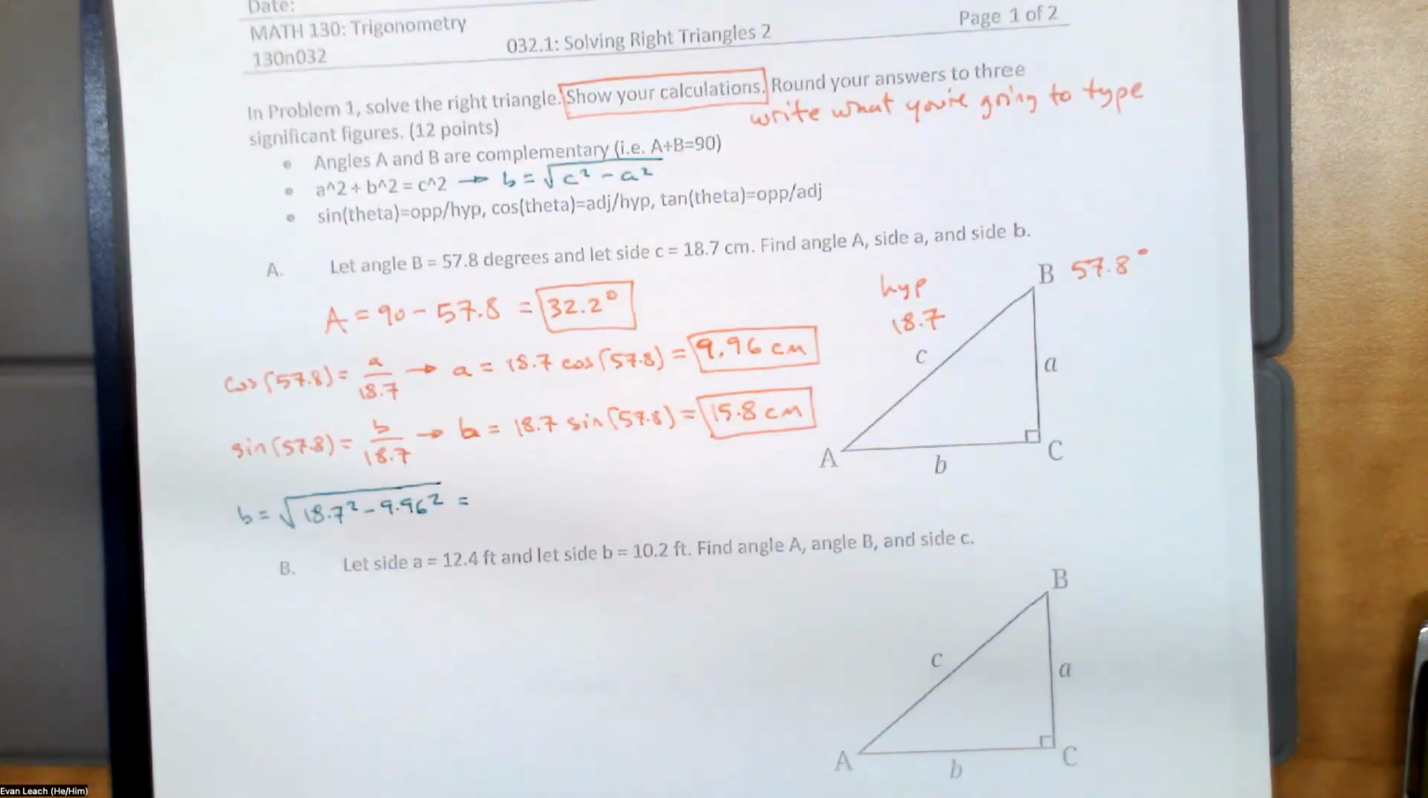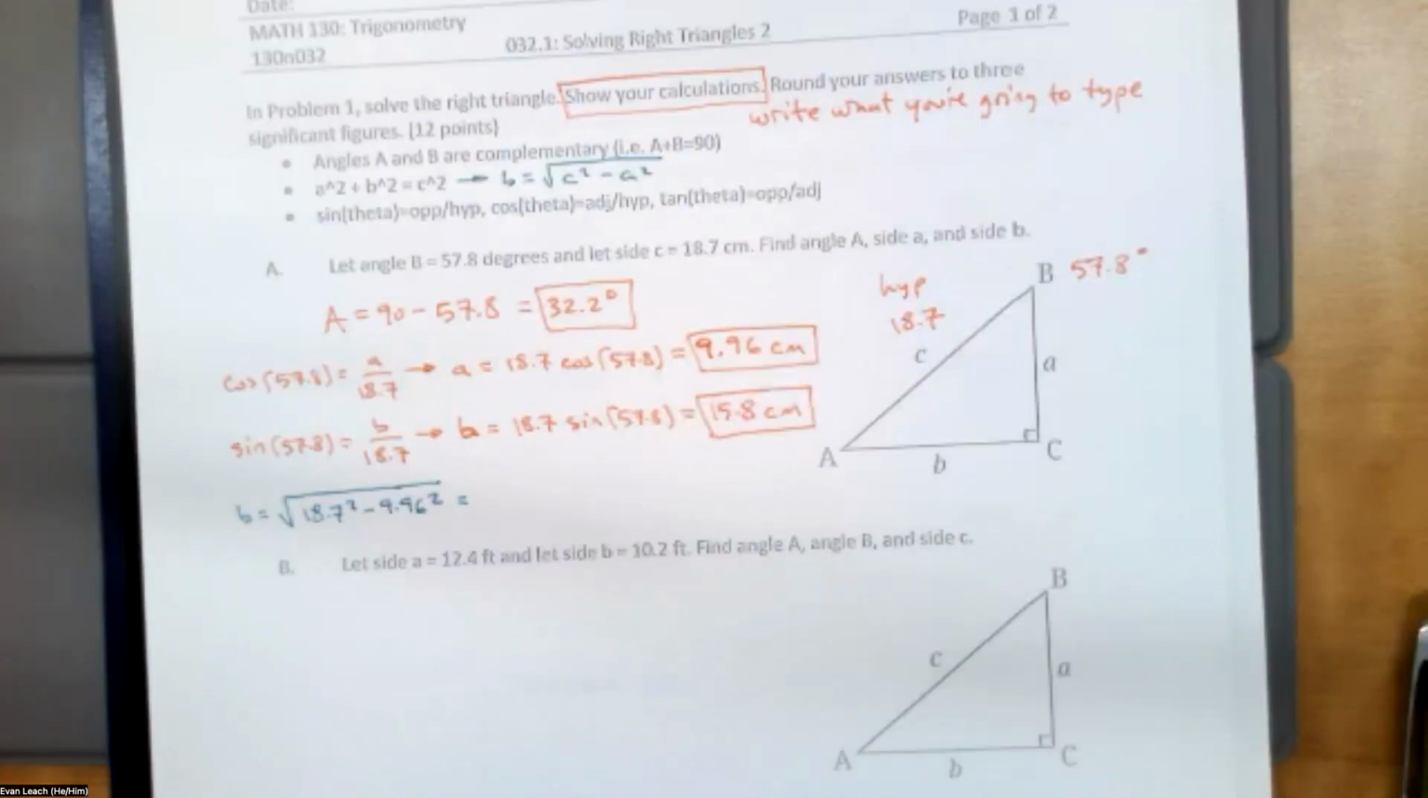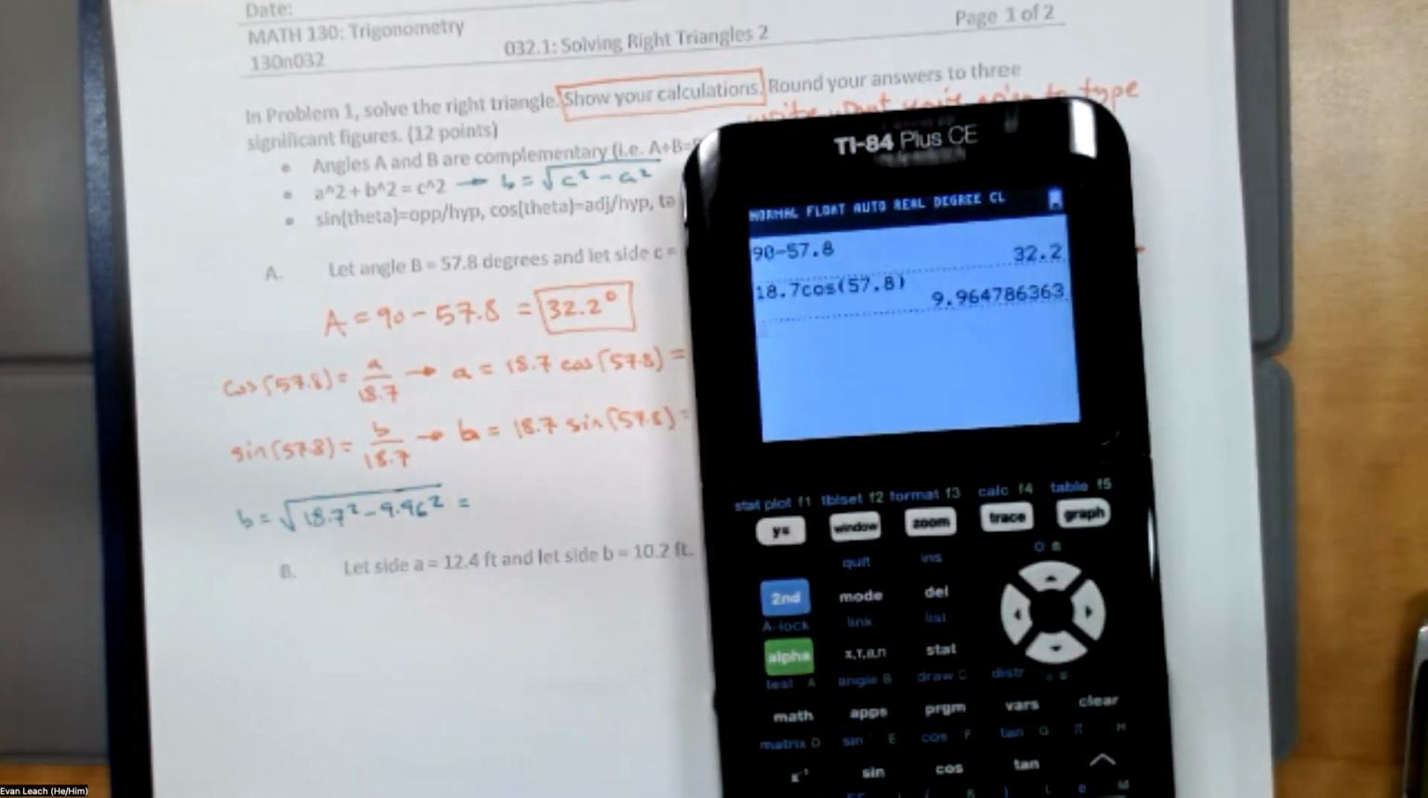Now, the 9.96 is what we're writing down. That's the value of A as far as this piece of paper is concerned. But it's not the value of A as far as our calculator is concerned. Our calculator is like, oh no, there's more to it than that.